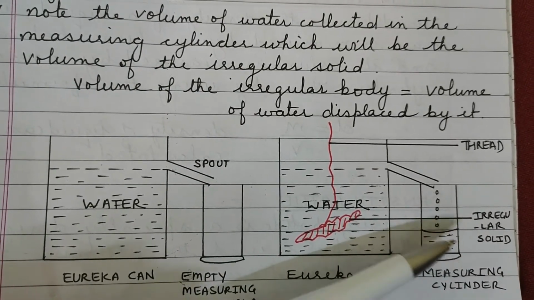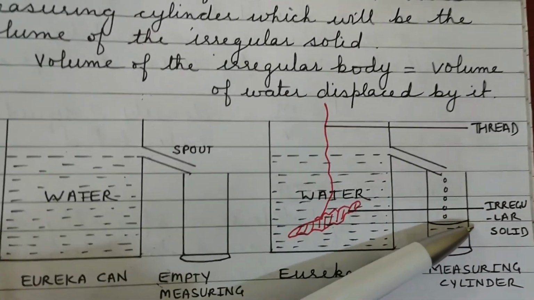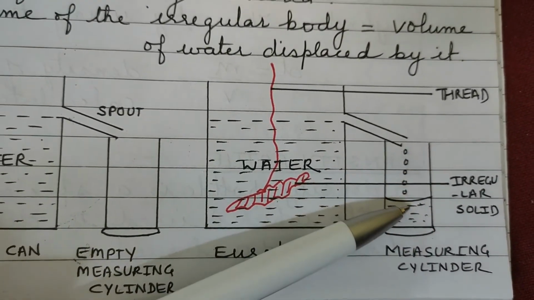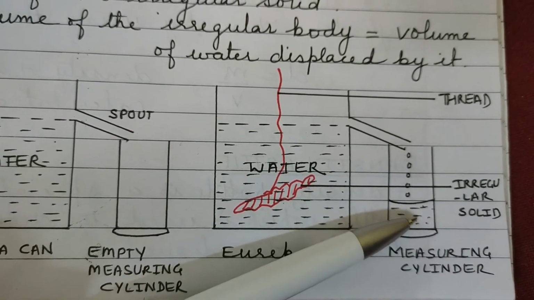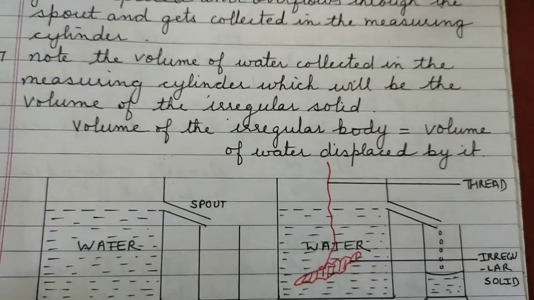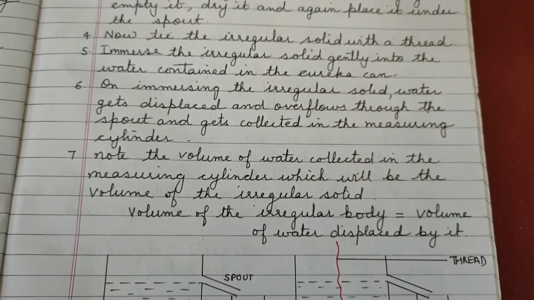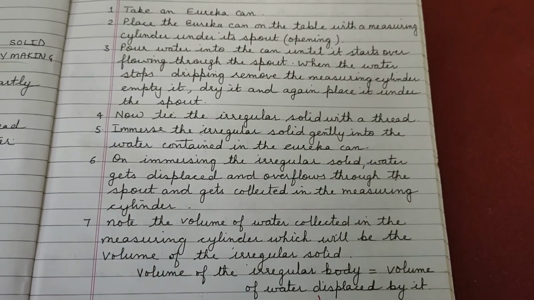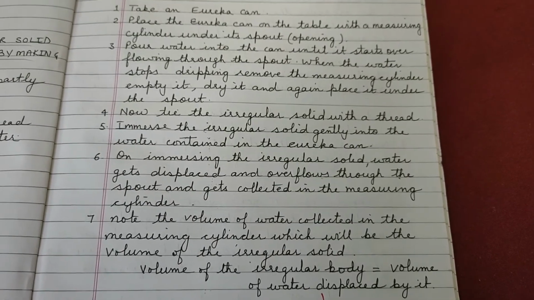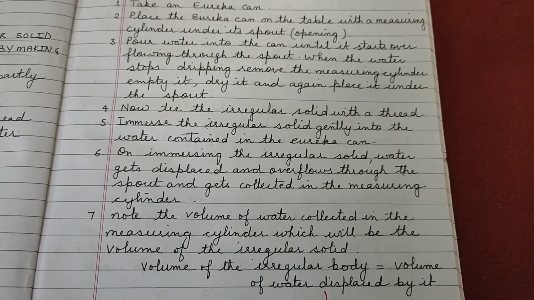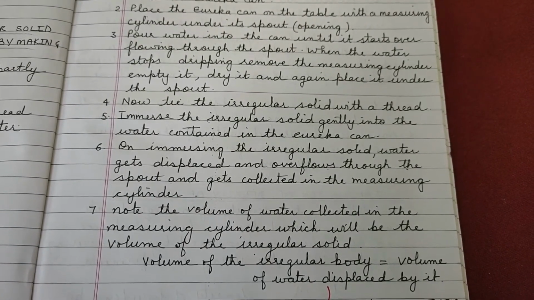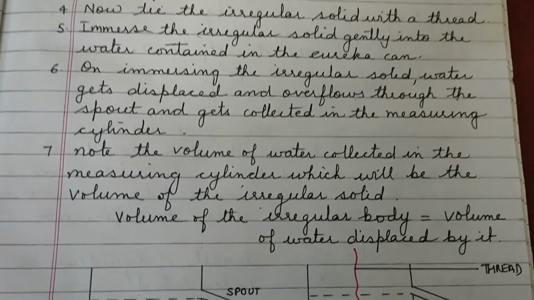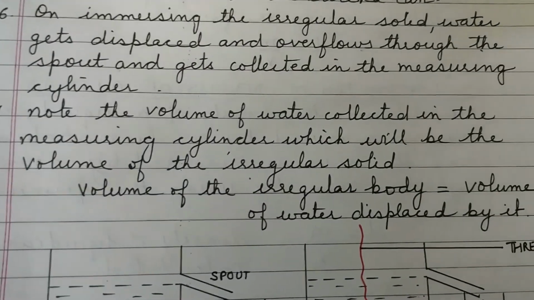Now we can see the reading on the measuring cylinder. Whatever will be the volume of water collected in the measuring cylinder, that will be the volume of the irregular body. And that we can calculate on the basis of the displacement method. The displacement method says, whenever there is a body immersed in a liquid, the volume of liquid displaced is always equal to the volume of the irregular body.